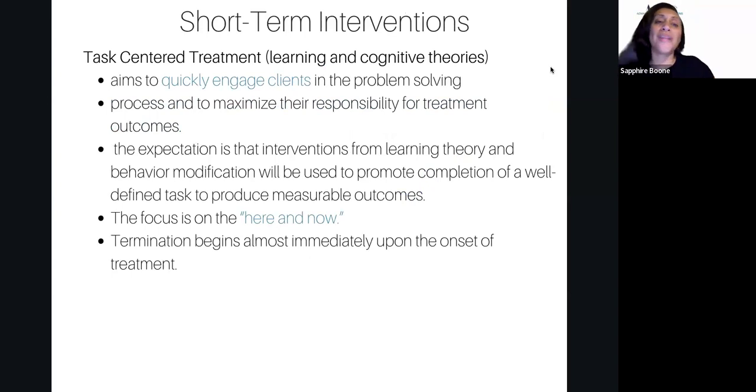Task centered. Now we're going to talk about some of those short term interventions. Typically with a short term intervention, your engagement is going to be quick and your focus is not really going to be on delving too deep into anything because you don't have that much time. So really it's going to be more focused on the solution. This one is called task centered. The focus is here and now. What can we do right now to address what is going on?